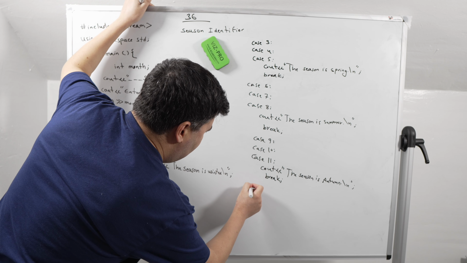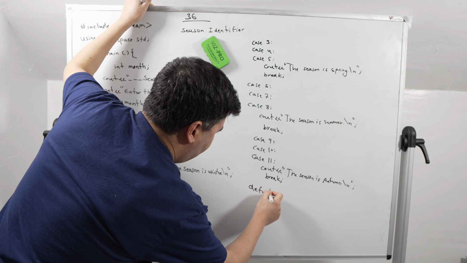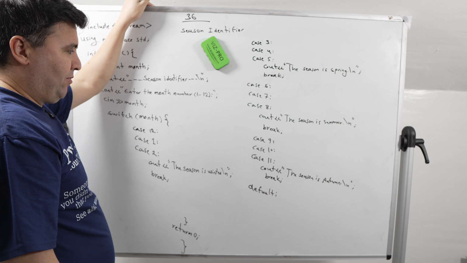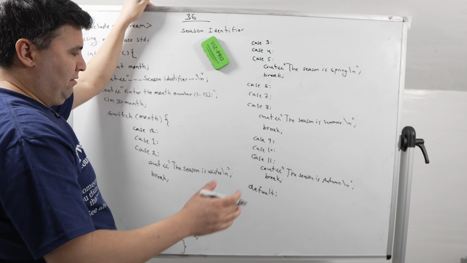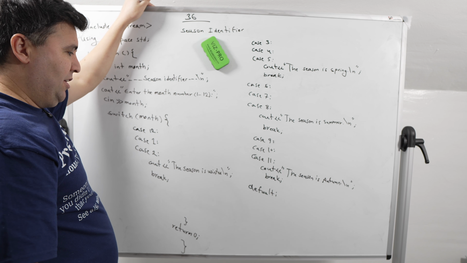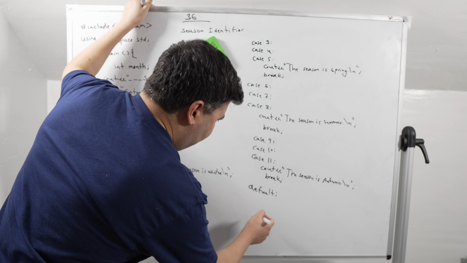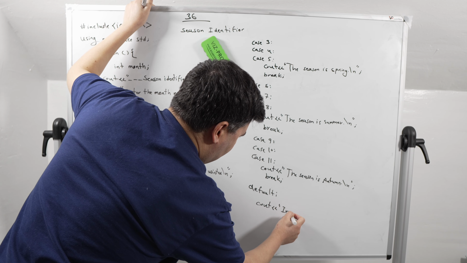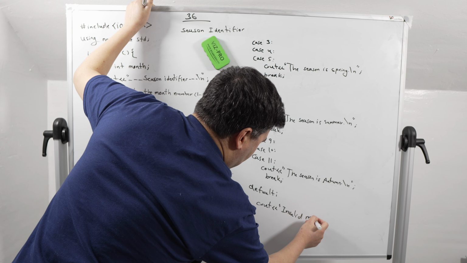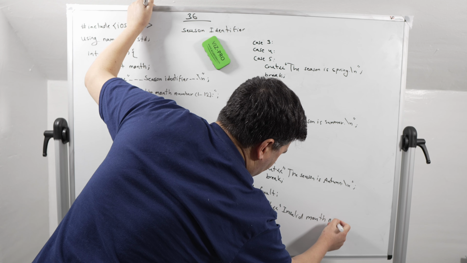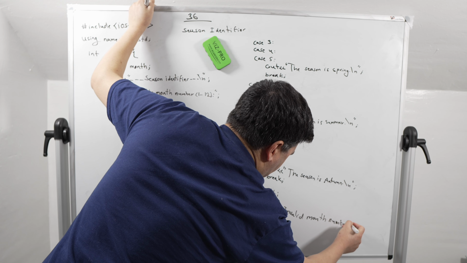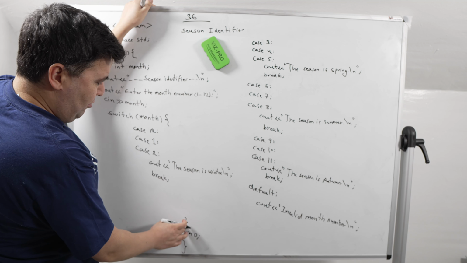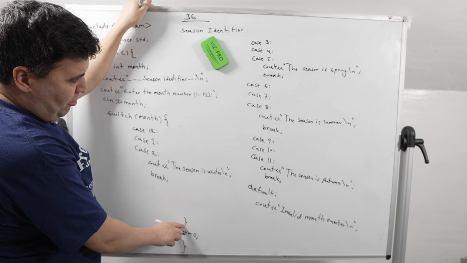And then at the end we have default. If the user enters another number, not 1 to 12, like 100, like 13, like 14, so we say cout invalid month number. Invalid month number \n, which creates new line, and semicolon. So we close at the end the block of the switch statement here.